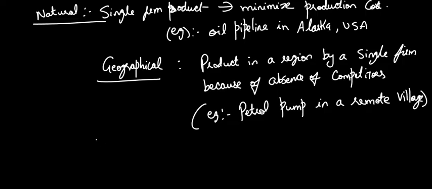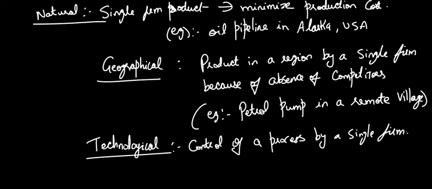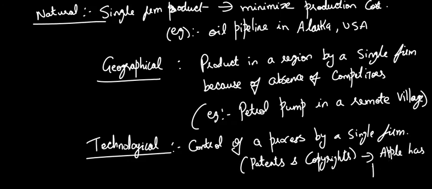Now, the third one is technological monopoly. Technological monopoly is because of control of a technological process held by a single firm. A firm may hold the copyright of a particular process or scientific advancement, and it depends on the patents and copyrights held by the firm. For example, Apple has patents for certain designs, which other firms cannot copy. If they copy, they'll be violating the law. So this is a technological monopoly.